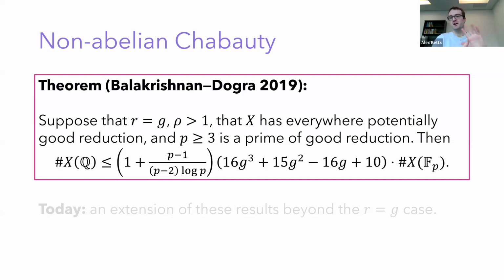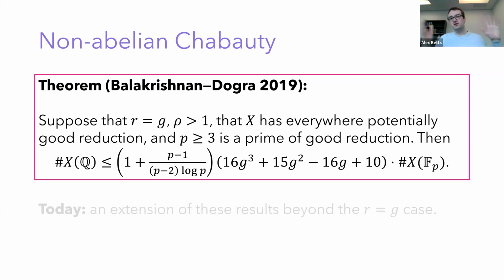And I'll explain some aspects of this proof later. But if you're outside the original Chabauty setup, so the rank actually equals the genus, but this quantity rho, which is the rational Picard number of the Jacobian, is at least 2, then you get a bound on the number of rational points on X of this form here. So it depends on the genus and the prime of good reduction that you chose.